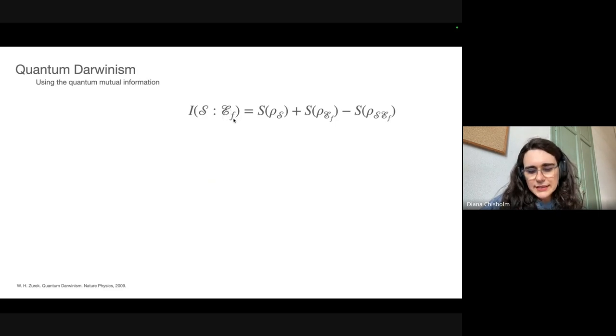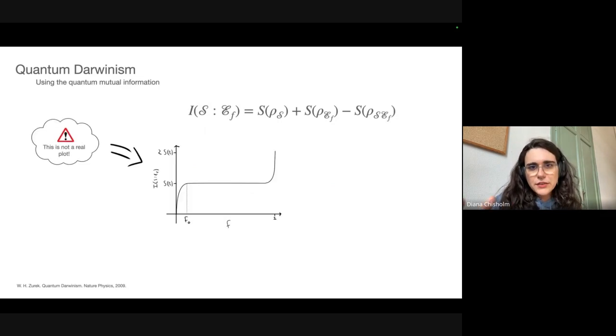So f in this case is a number going from 0 to 1, which simply tells you how big your fraction is. The mutual information is defined as the entropy of the system plus the entropy of the fraction minus the joint entropy of system and fraction. If you were to compute this quantity and plot it as a function of f, so as a function of how big the environmental fraction is, if you are dealing with an objective state, you would probably get a plot that looks like this.